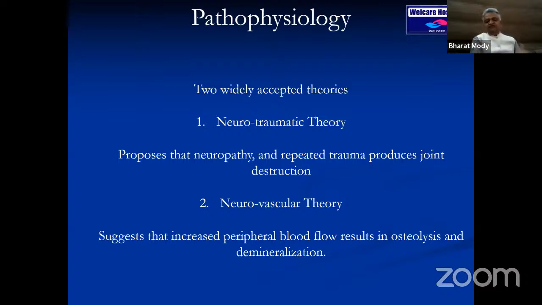The 2 widely accepted theories are the neurotraumatic theory, which proposes that neuropathy and repeated trauma, because of lack of sensation, produce this joint destruction. And there is a hallmark: when you see a grossly destroyed joint, with the patient not indicating as much pain as you would expect, the patient has come to you more for instability rather than pain. The red light here should start flashing that this looks to be not a standard osteoarthritic pathological process, but more importantly, something on the lines of what we are discussing just now.